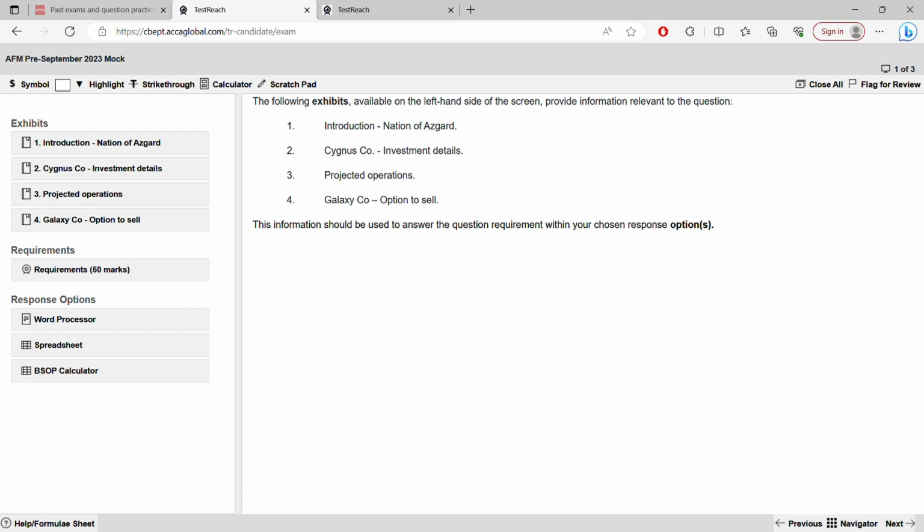Question number 1. Here we are going to solve all three questions. In the first question we have net present value with real options, which is for 50 marks, and I'm going to show you how to score the 10 professional skill marks as well. Question number 2 is about APV, adjusted present value. And question number 3 is once again net present value with capital rationing and all.